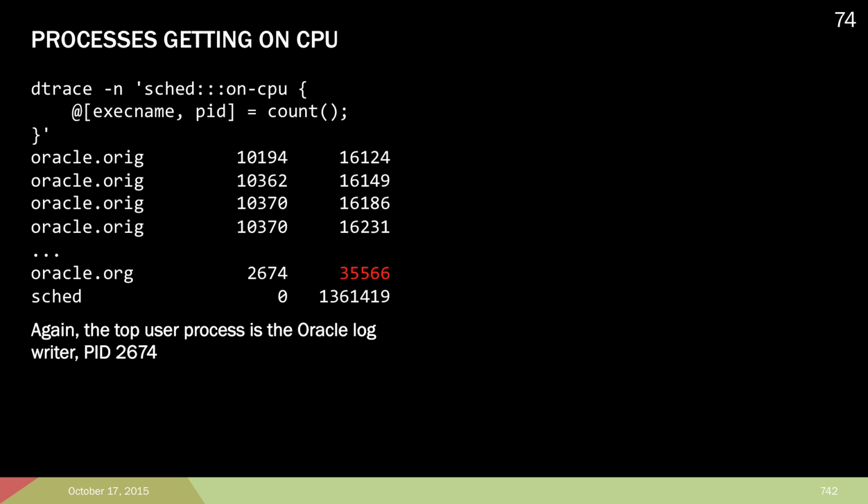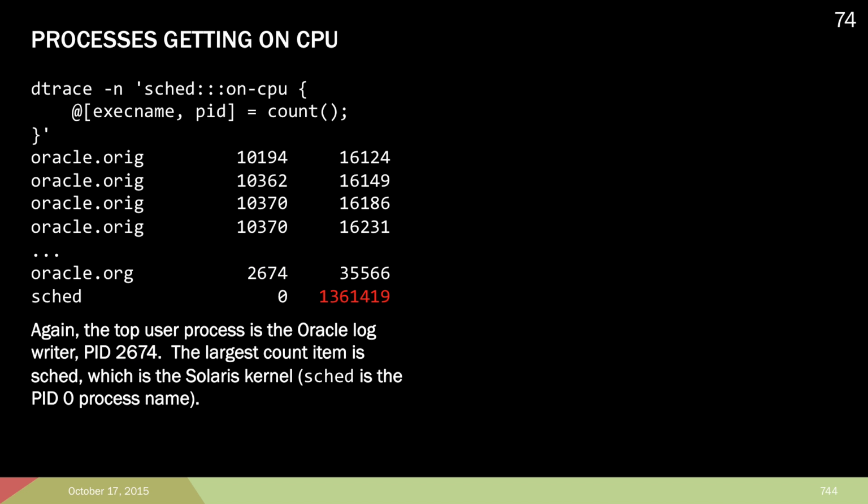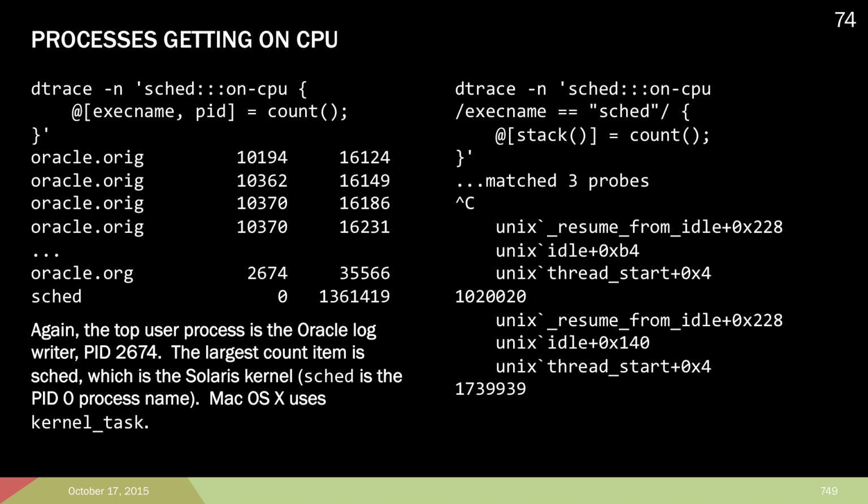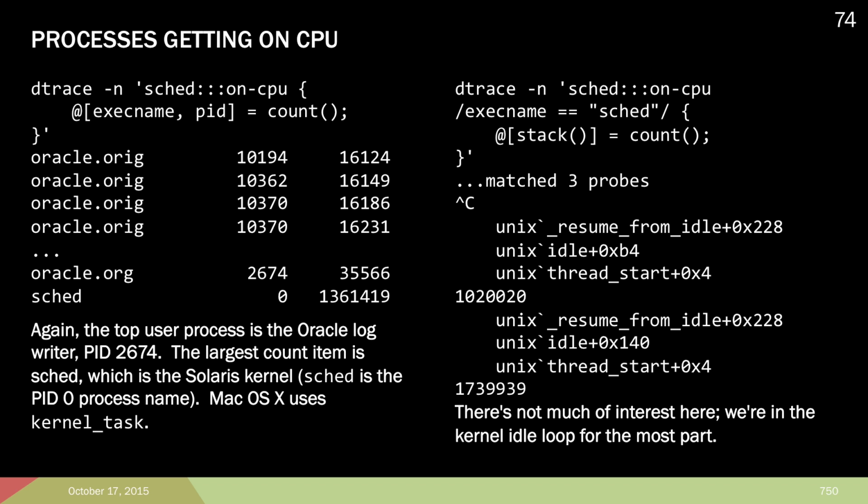Again, the top process is the Oracle log writer, PID 2674. The largest count item is sched, which is the Solaris kernel. Mac OS X uses kernel_task. Let's look at when the Solaris kernel is on CPU. There's not much of interest here. We're in the kernel idle loop for the most part. Let's look at the user mode component of the load.